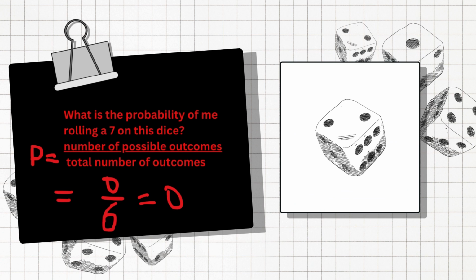Now let's take a look at the probability of me rolling a 7 on the dice. We know that we don't have 7. So even if I roll the dice from now till tomorrow, I would never come up with a 7. So the number of possible outcomes is 0, and the total number of outcomes is 6. So the probability of me getting 7 on the dice is 0.